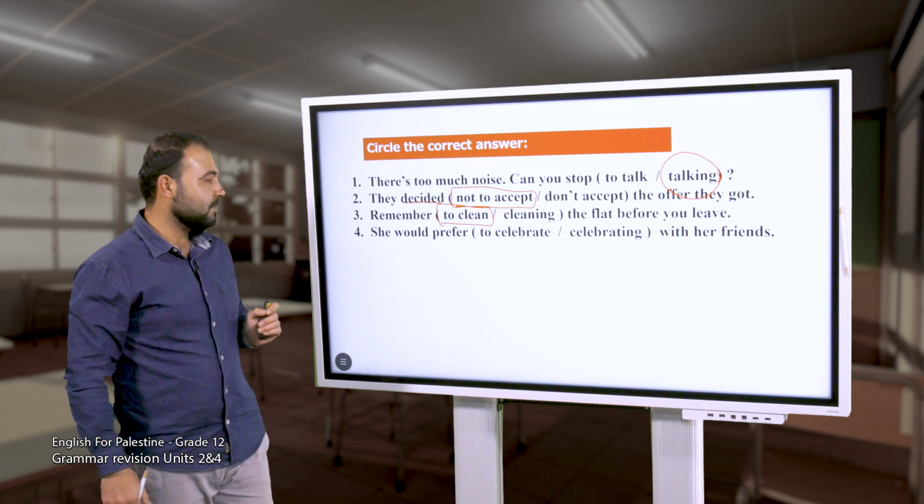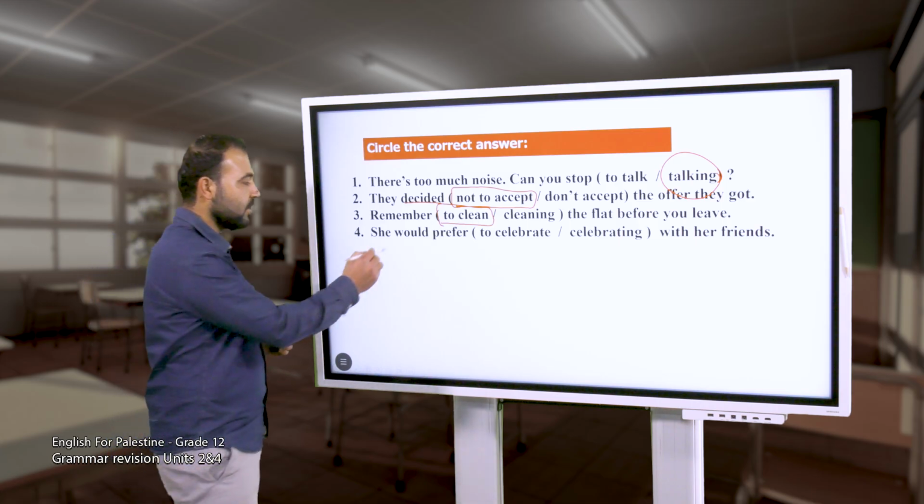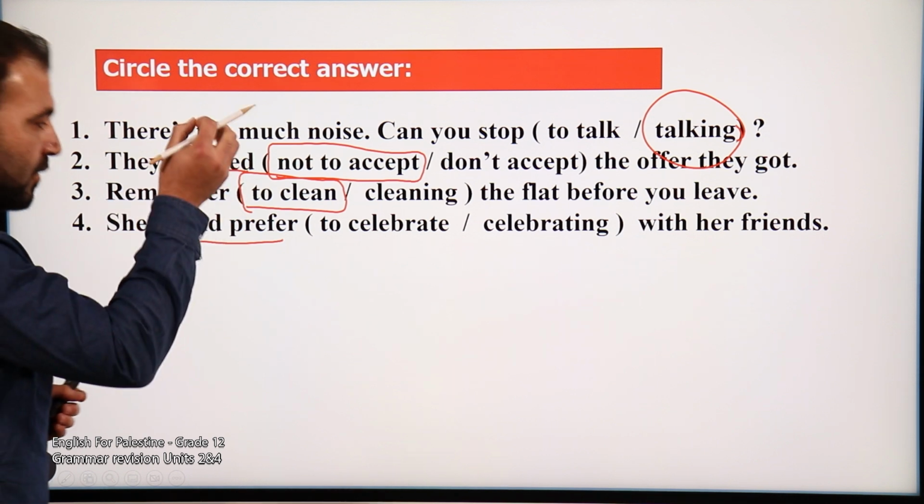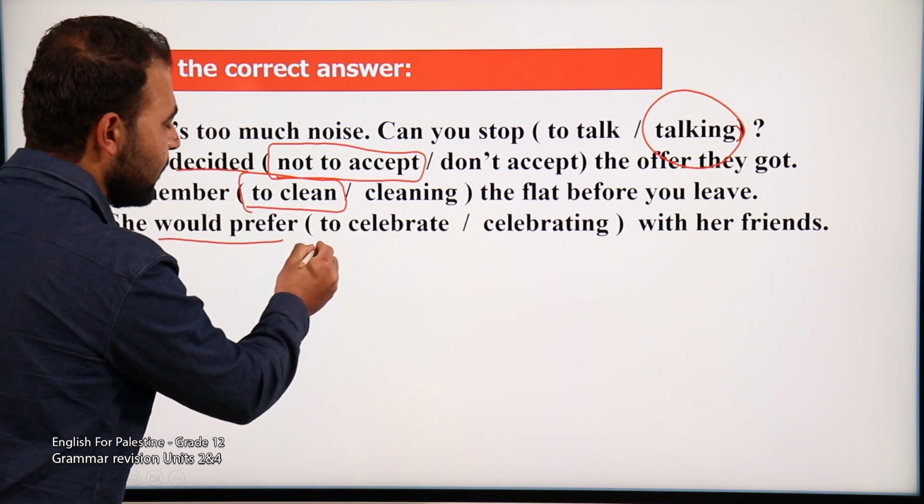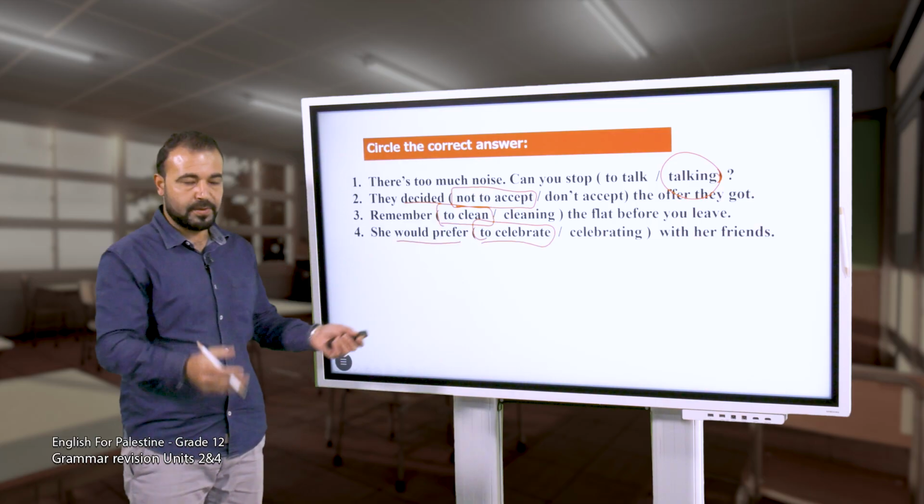Sentence number 4. She would prefer to celebrate or celebrating with her friends. We have here would prefer. And when we have would prefer, we must use to plus the infinitive form. So she would prefer to celebrate.